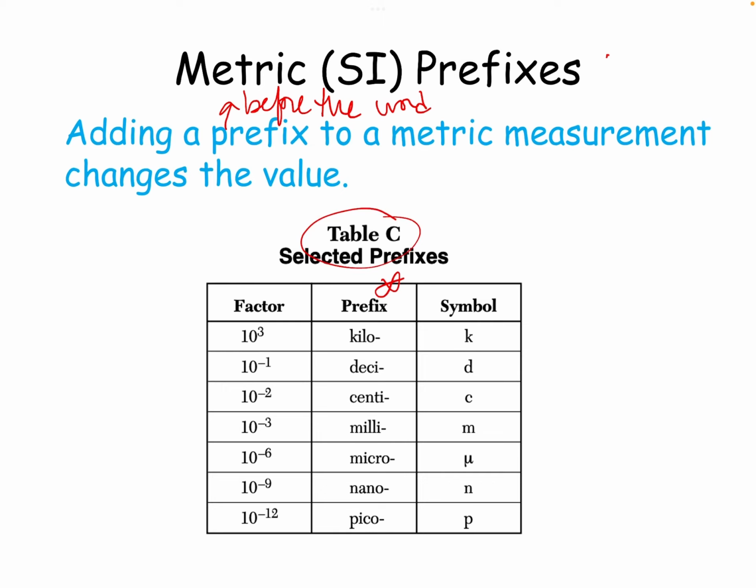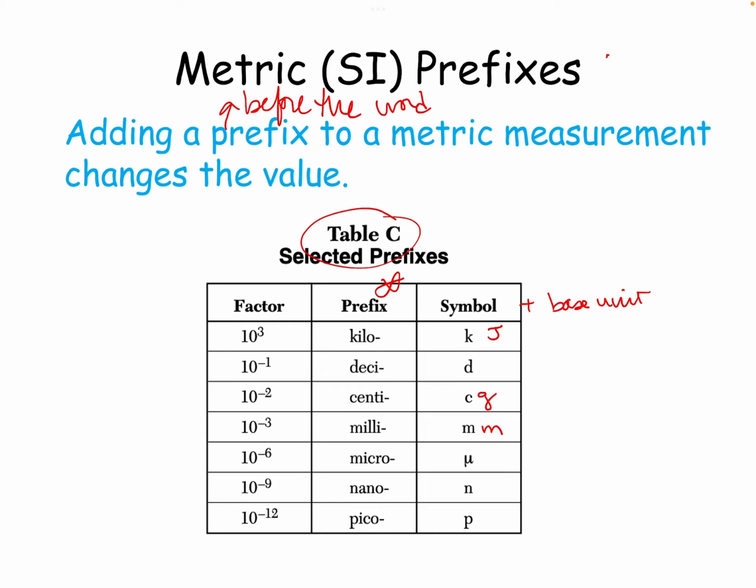We have the symbols right here, so they would be added on plus what we call the base unit, which would be table D. So like a kilojoule or a millimeter or a centigram, something like that. Over here on the side, you see the factors.